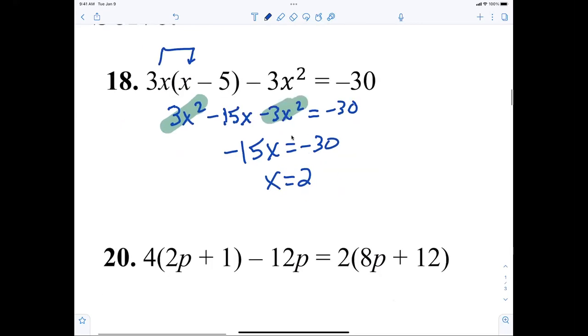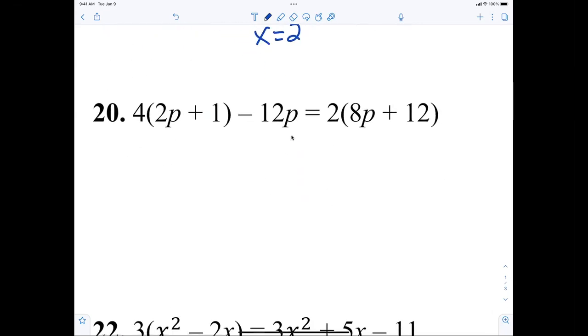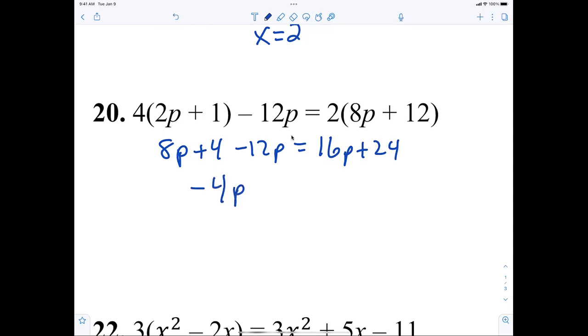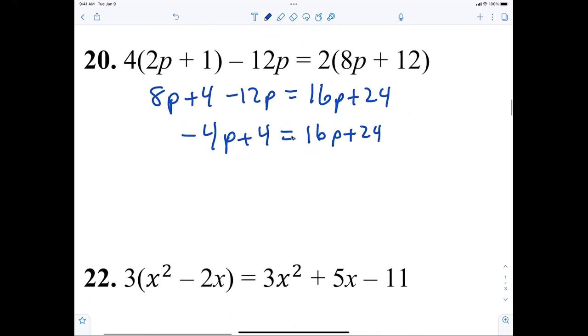So now on number 20, go. That'd be 8p plus 4 minus 12p equals 16p plus 24. Good. And that would be negative 4p plus 4 equals 16p plus 24. Very good. Negative 20p equals 20. P equals negative 1. Very nice work. Very good, actually.